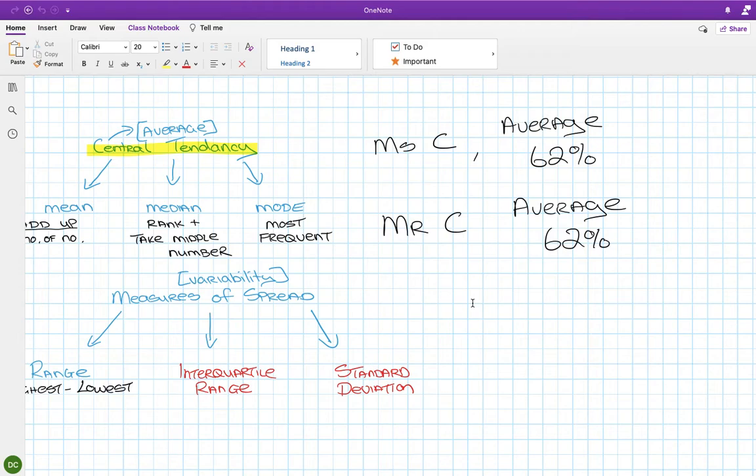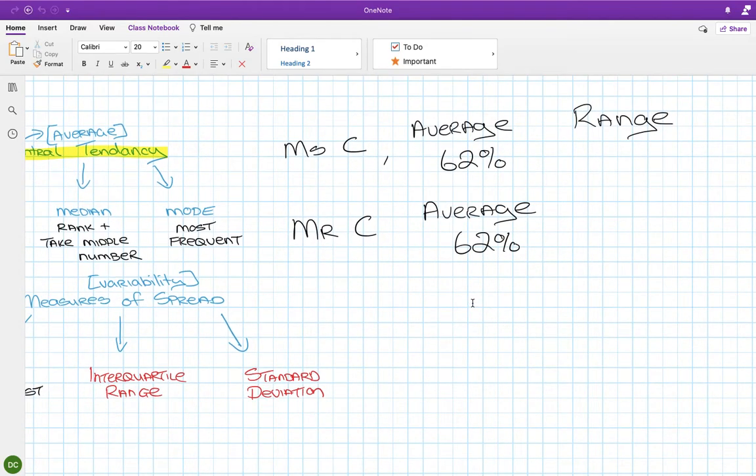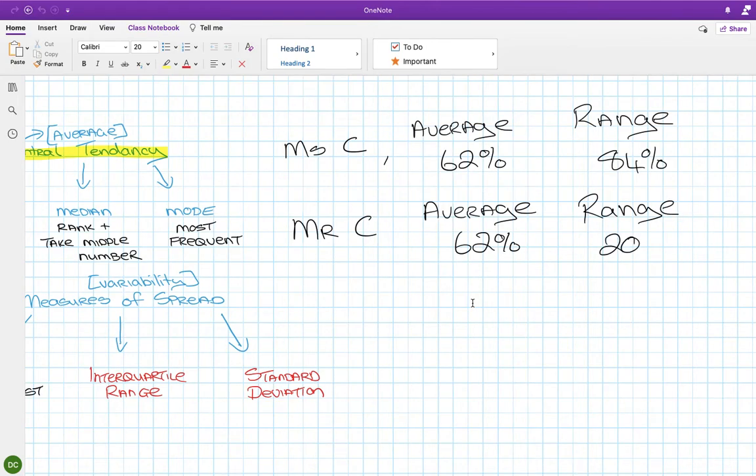Now, if you include a measure of spread, so if he comes back to me and says, Miss Connolly, will you give me your range, please? And I tell him that my range is 84%. And then he goes to Mr. Cummins and asks for a range. And Mr. Cummins says that his range is 20%. Okay? What that means is that, yes, my class got an average of 62%, but there's a massive difference between my best student and my worst student in terms of their grades.